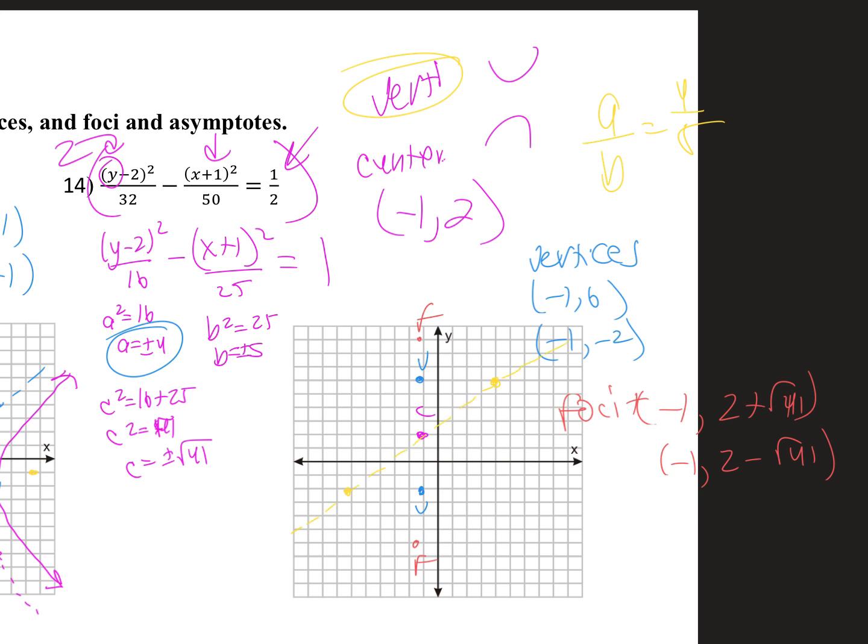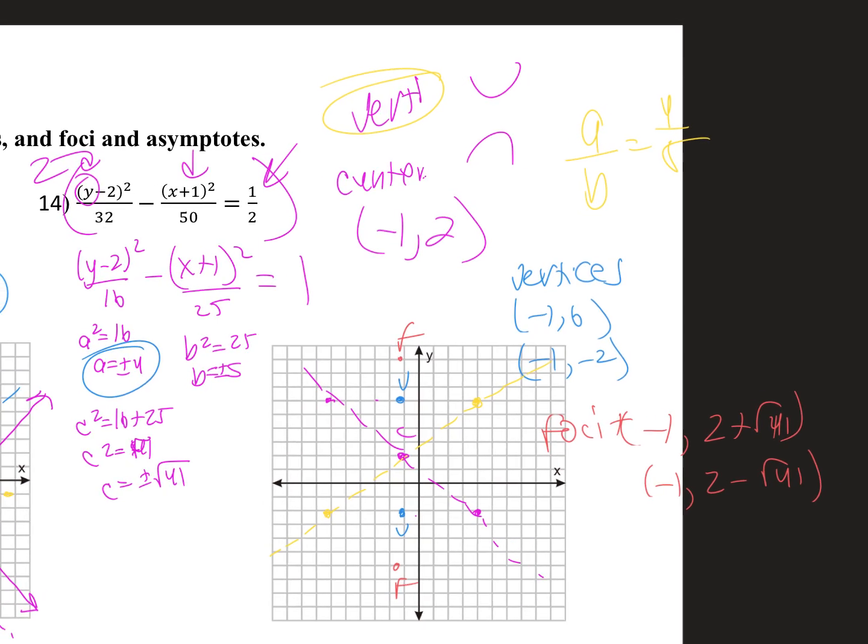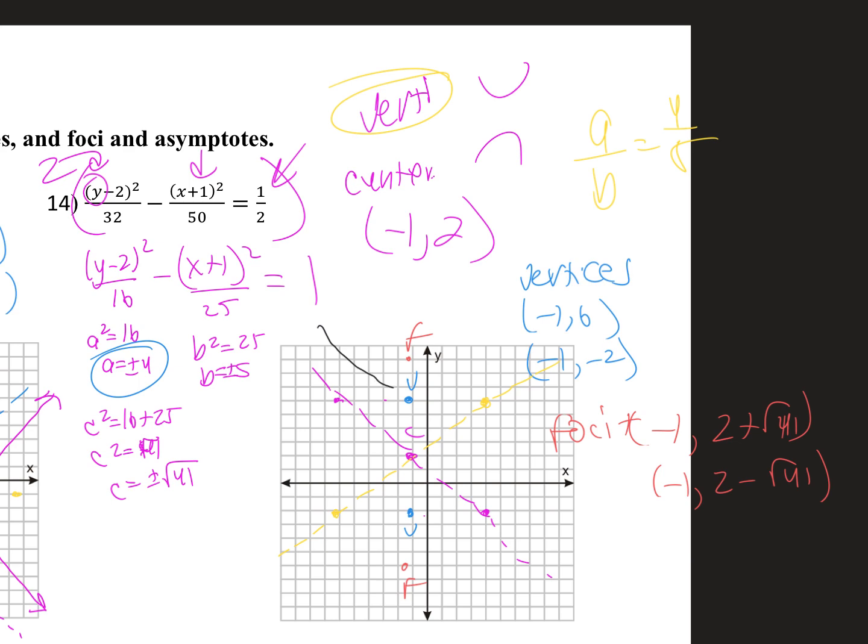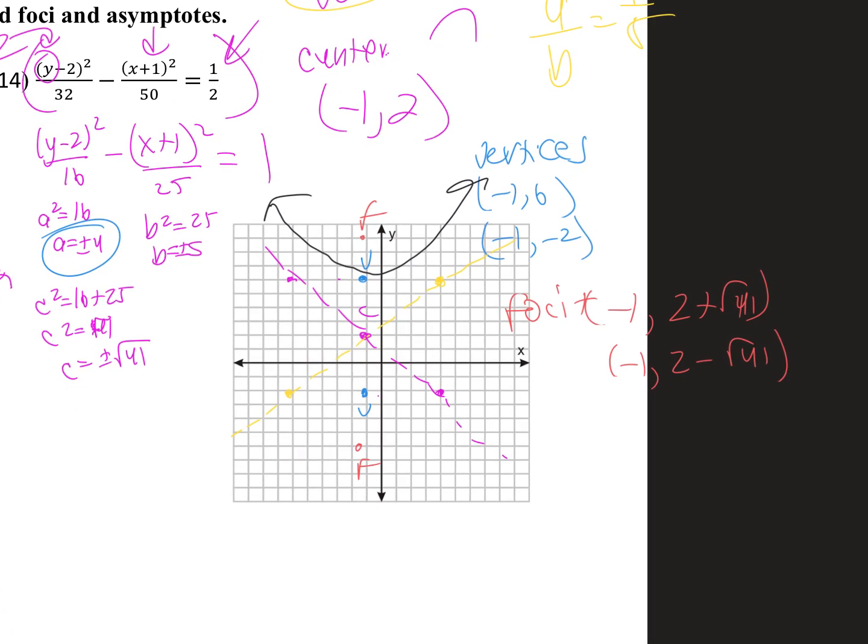And again, we're going to do the same thing in the opposite direction. So go up 4, 1, 2, 3, 4, over 5, 1, 2, 3, 4, 5. Down 4, 1, 2, 3, 4, over 5, 1, 2, 3, 4, 5. And here we go. As we draw the branches, we draw what our graph looks like. Our branches are going to go through the vertex, close to the asymptotes but not touch them, towards the focus. Same thing: through the vertex, don't touch.